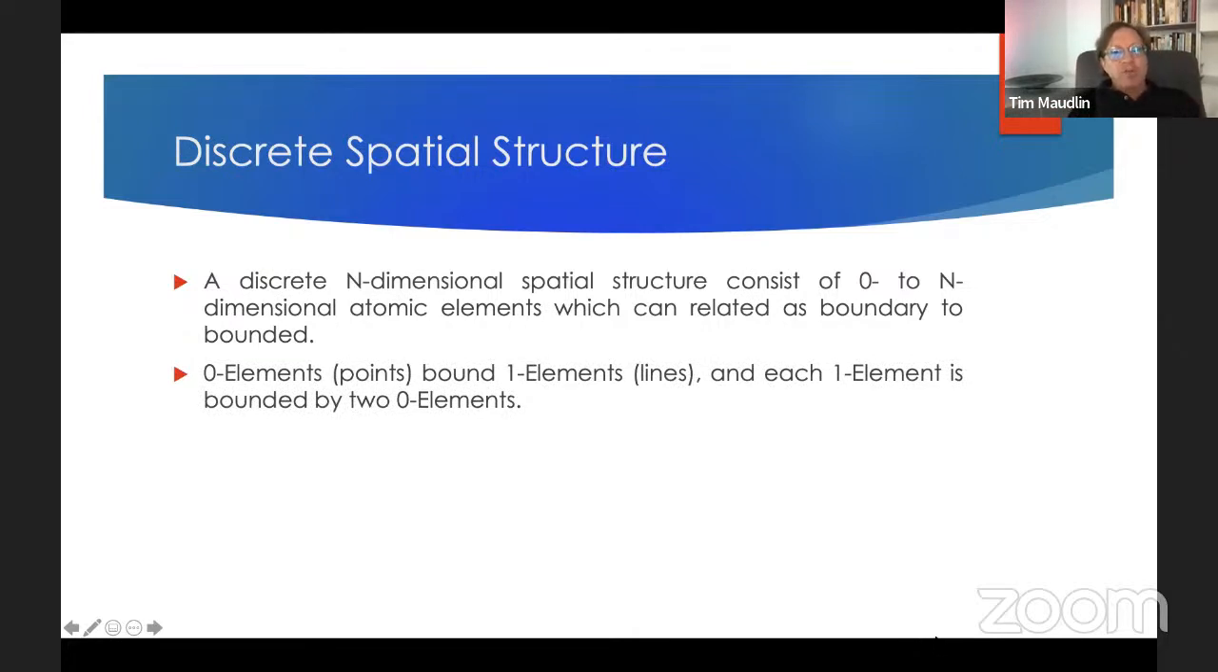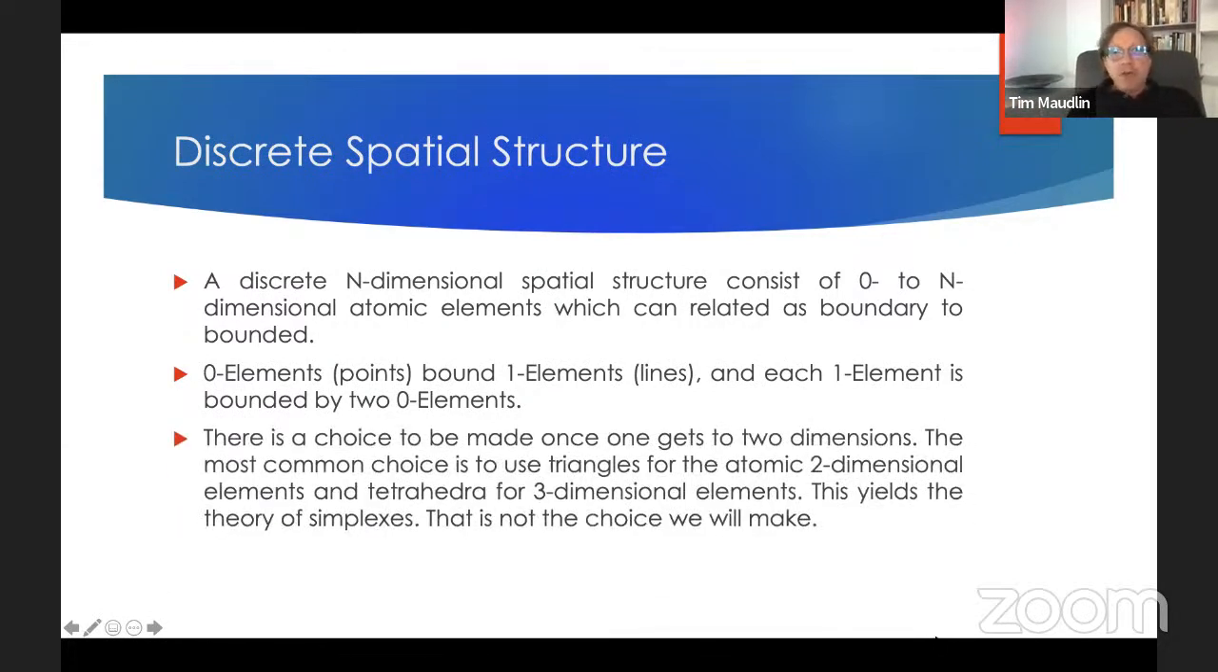So the 0 elements bound the 1 elements, and every 1 element is bounded by a pair of 0 elements. That's just the relation between points and lines. Once you get up to 2 dimensions, the surface elements, the 2-dimensional ones, you have a choice. You have an infinite number of choices.